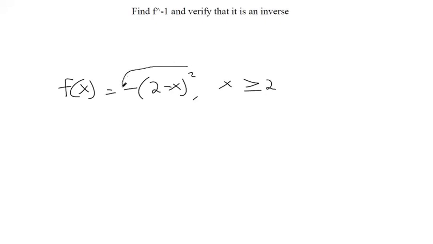Look, this is a messy looking quadratic, right? The highest power is going to be x squared, so we know that makes a parabola.